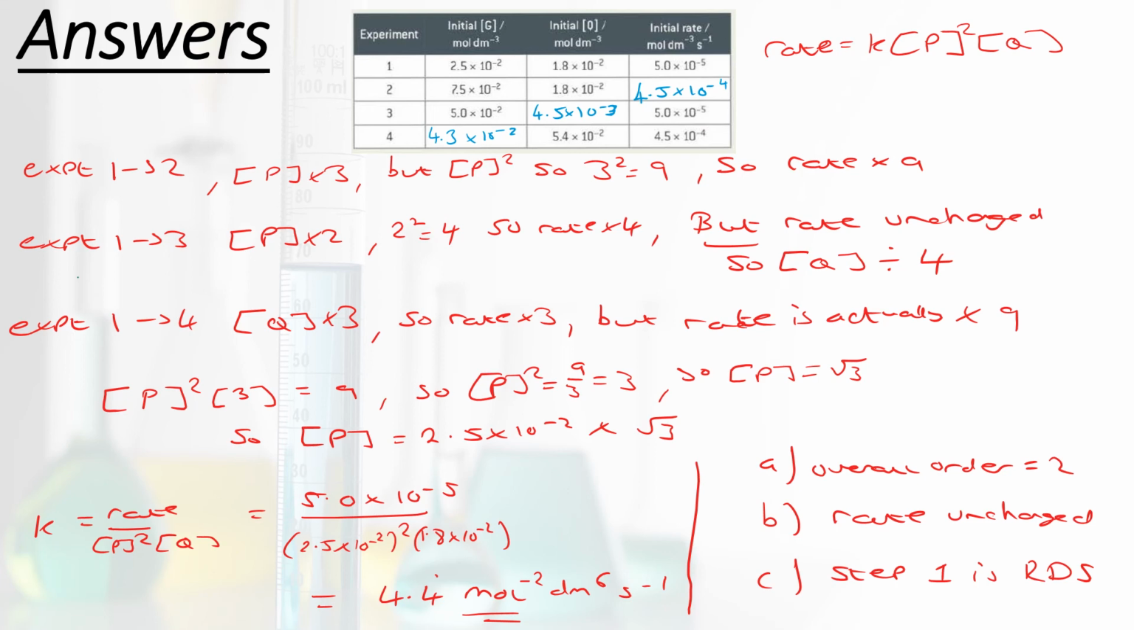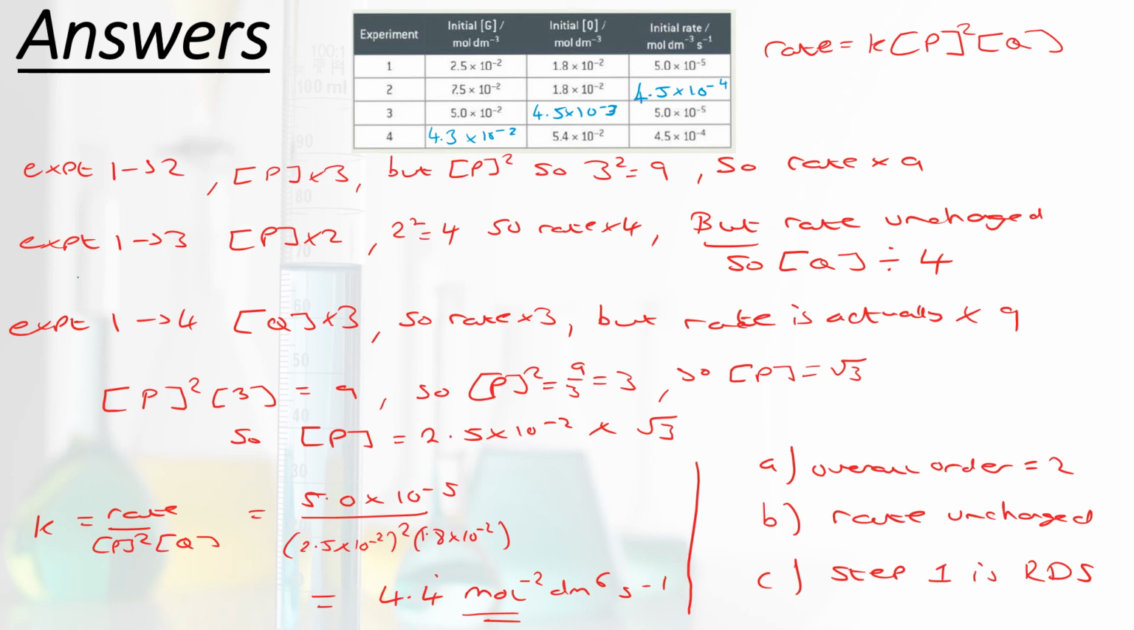And so the way that I then go about this is to say, well, okay, I've got whatever P is squared, I've got the change in Q, which has been 3, and I equal that to my change in rate, which is 9. So I can then divide 9 by 3 on both sides. So we then get P squared is the same as 9 over 3, which is 3. So if P squared is equal to 3, then the change in the concentration of P must be the square root of 3. And so therefore, because I'm comparing experiments 1 and 4, I'm going to take the concentration of P from experiment 1, 2.5 times 10 to the minus 2, and then multiply it by the square root of 3. This gives us our answer as 4.3 times 10 to the minus 2.